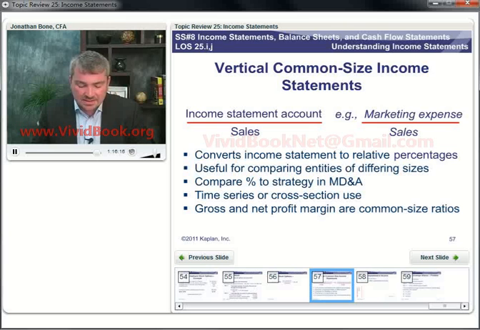Now notice, two of our profit margins will be on the face of a common size statement. And that's the gross profit margin and the net profit margin. Gross profit, remember, is sales minus cost of goods sold. And the gross profit margin is gross profit divided by sales. So you will see the gross profit margin on the face of a common size income statement. Likewise with net profit margin, which is net income divided by sales. Again, you'll see that on the face of the common size statement.